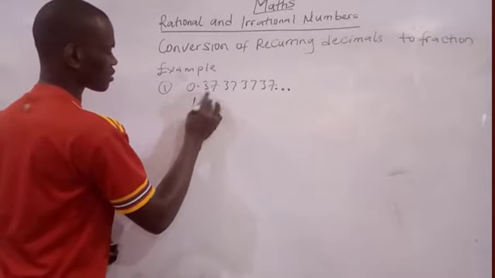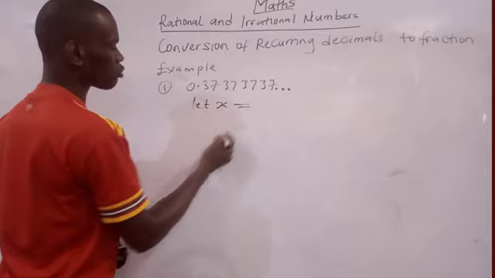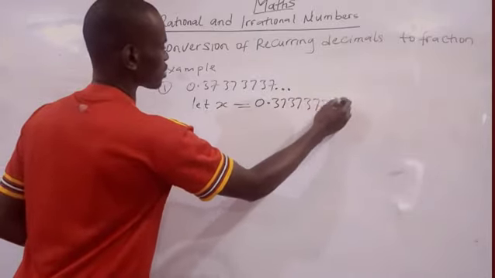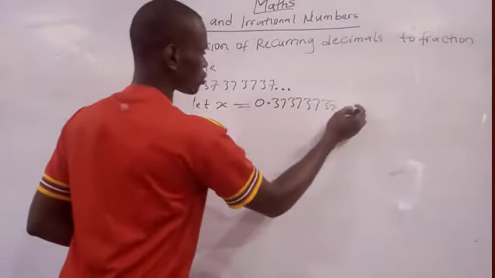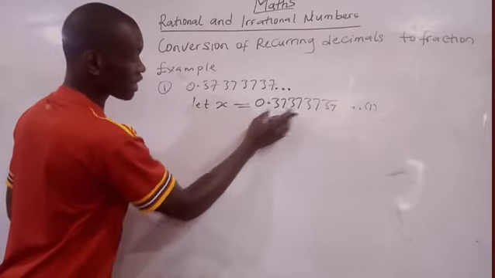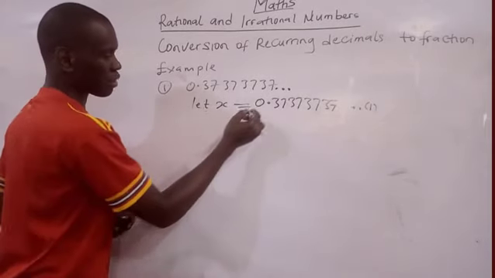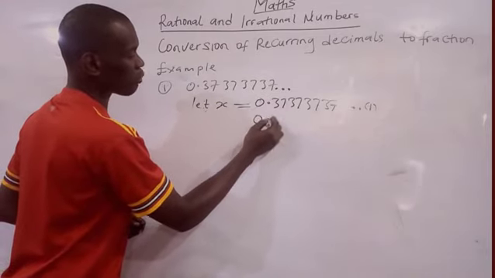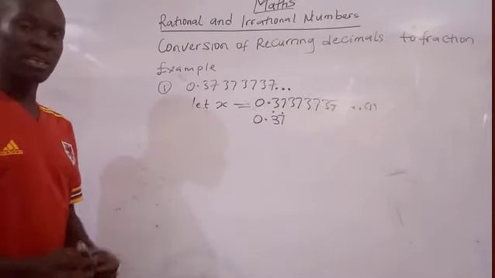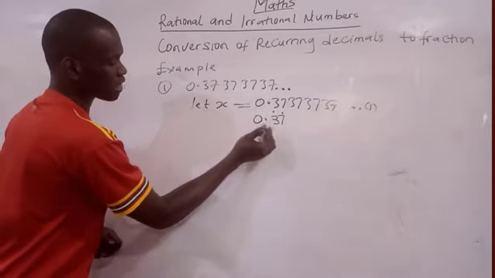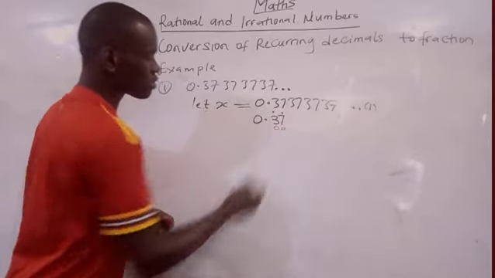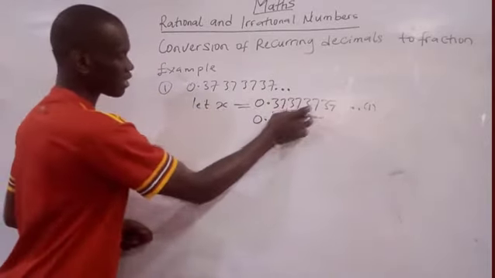Let x be equal to the same number, 0.373737. We can call this equation 1. Then, let's represent this as a terminating decimal. If I represent it as a terminating decimal, I'll have 0.37 with points on top. Having represented it this way, multiply both sides by 100 because I have two decimal places. So I'm going to be multiplying x and this guy by 100.